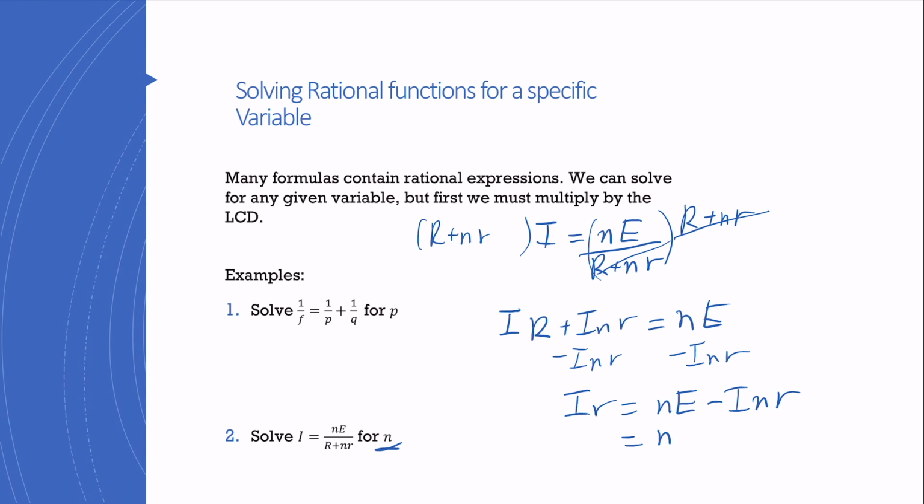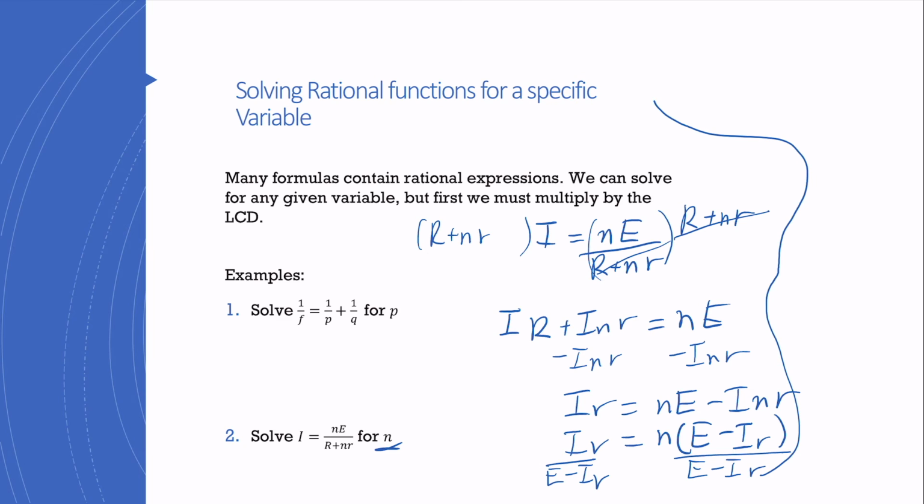I can factor out an N and divide by E minus Ir. So for my final answer, we'll put it up top. I get that N equals IR over E minus Ir.